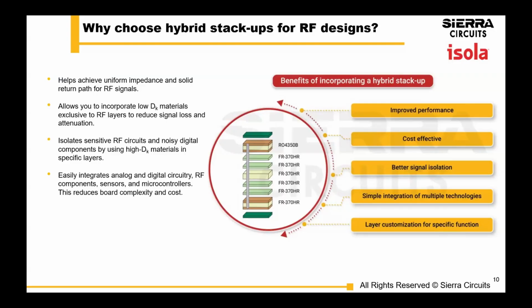So if you have, let's say, a 14-layer board, you really don't want to make all 14 layers the high-end RF material, because you don't need it. Also, it's hard to understand how that material is going to behave in such a higher layer count stack up. So those are the two considerations of why you'd want to choose a hybrid stack up. And it also isolates sensitive RF circuits and your noisy digital components. So it does serve multiple purposes.